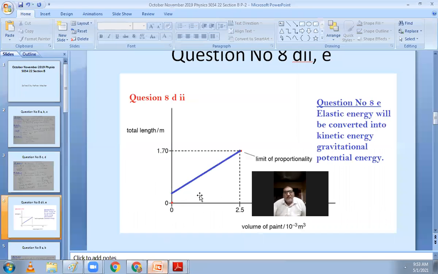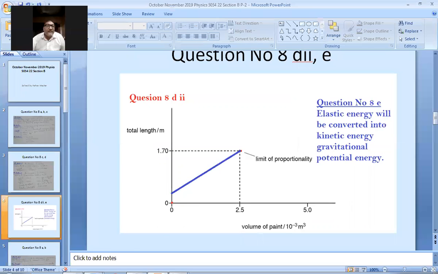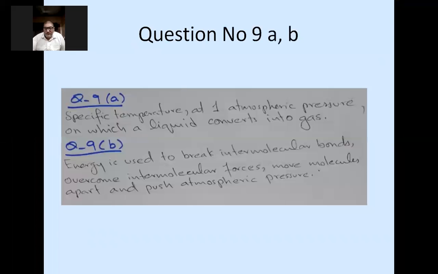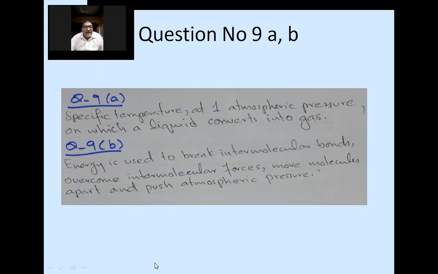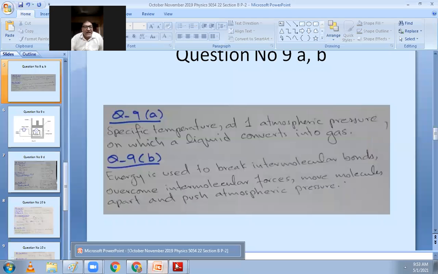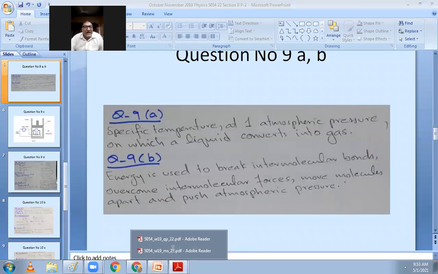Let me show you my answer. I have written this answer. So there we go. Specific temperature at 1 atmospheric pressure at which a liquid converts into gas. That temperature will be known as the boiling point of that liquid. So hopefully you have understood. It's a very famous question and people make mistakes in writing this definition.